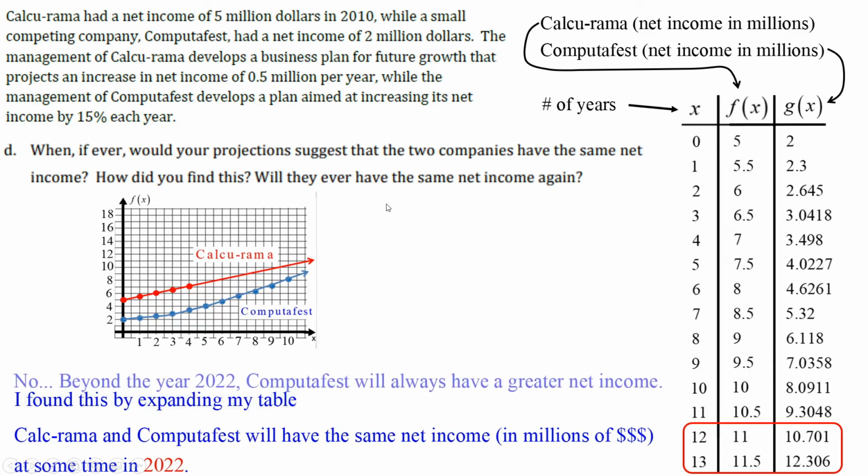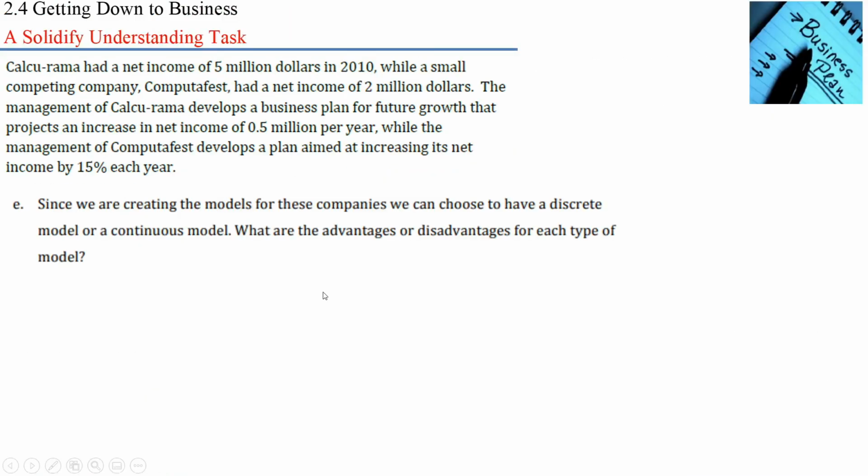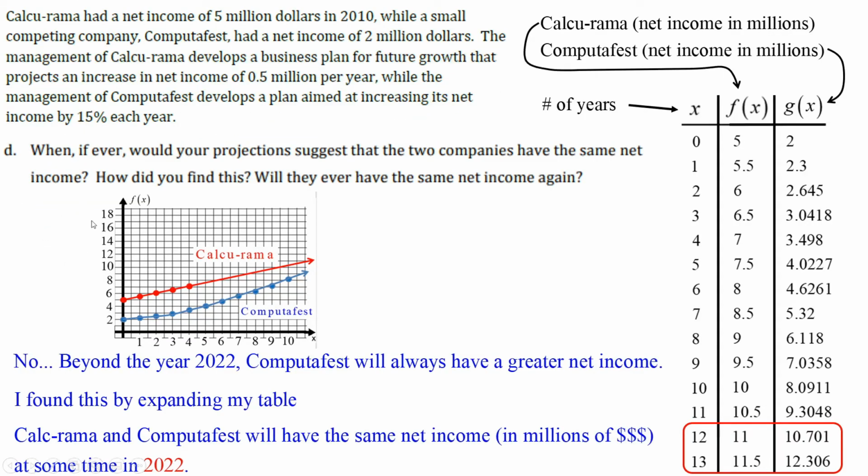Beyond the year 2022, ComputerFest will always have a greater net income. And that's why we wanted to invest in ComputerFest. Now, since we are creating the models for these companies, we can choose to have a discrete model or a continuous model. Now, we chose continuous. And even that very last question, will they ever have the same net income? Well, that was between year 12 and year 13.